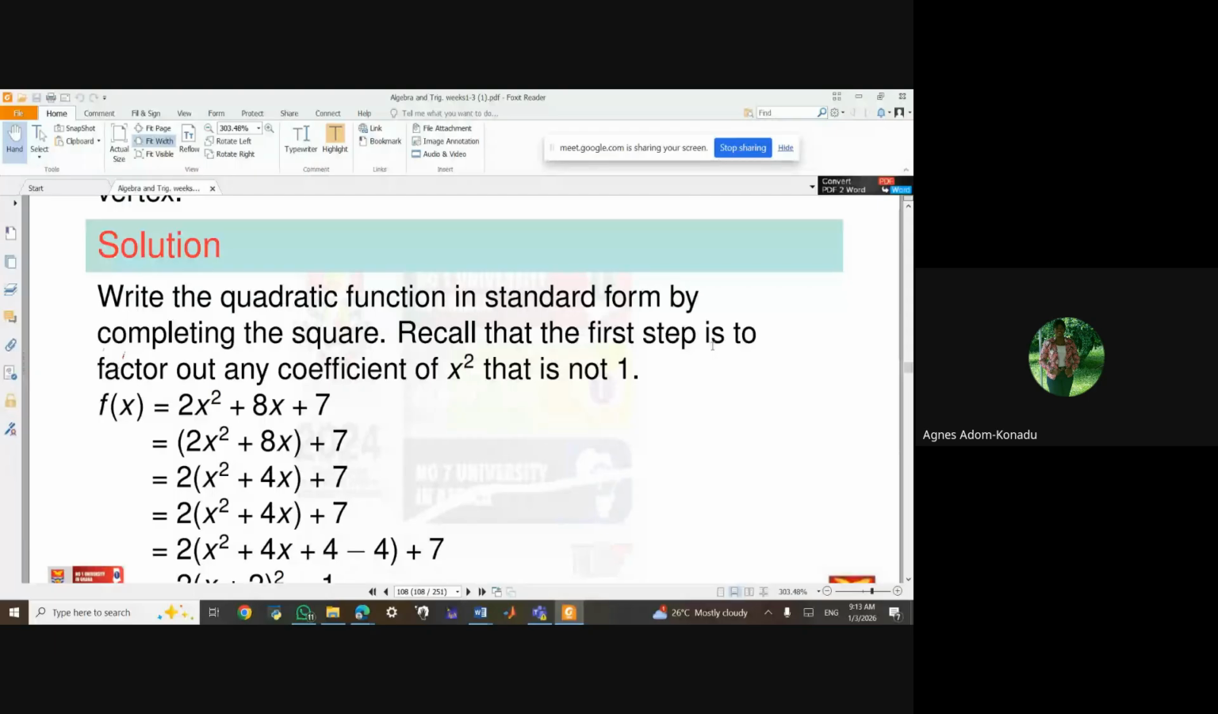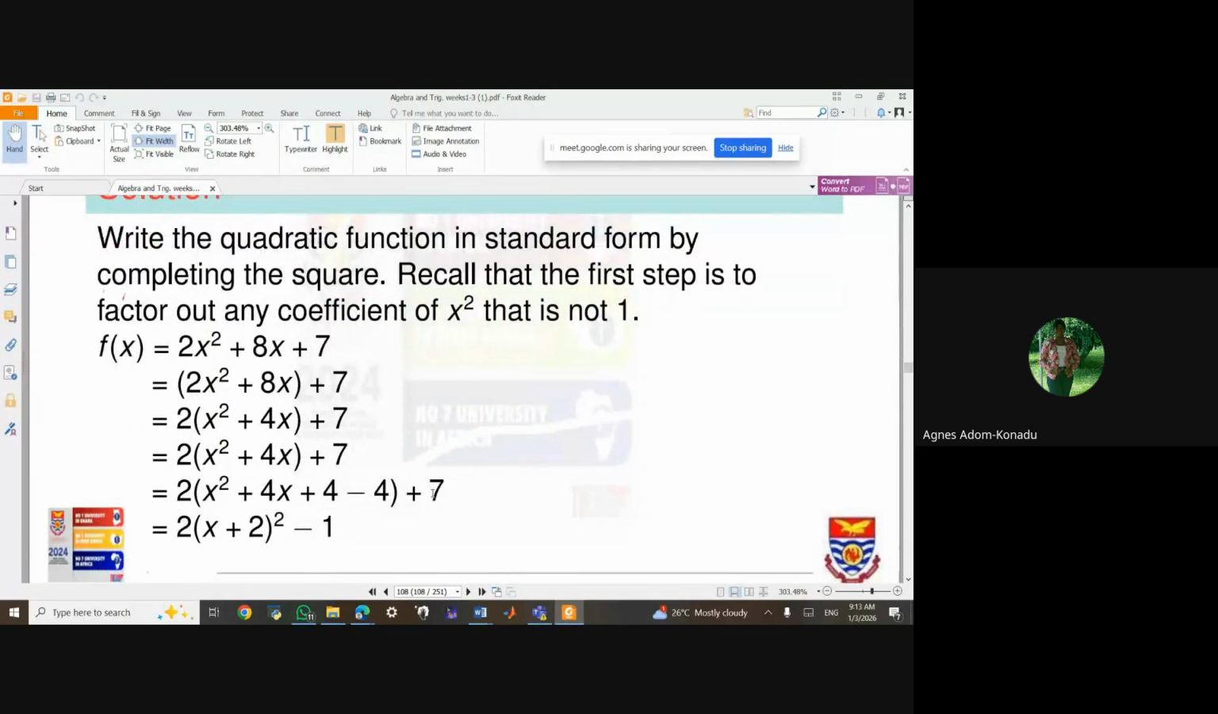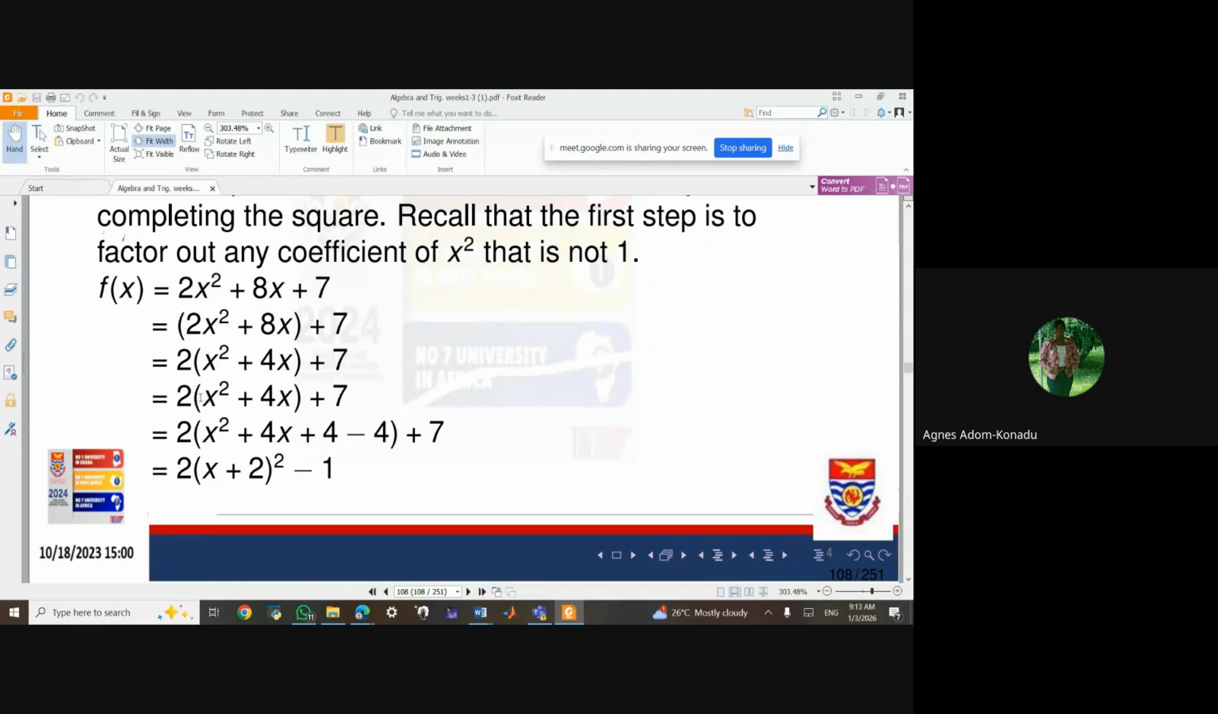Okay, recall that the first step is to factorize out any coefficient of x squared that is not 1. So for 2x squared plus 8x plus 7, you can put the x terms in a bracket: 2x squared plus 8x in a bracket, plus 7. Then you factorize the 2 out. So you have 2 into the bracket x squared plus 4x, plus 7.